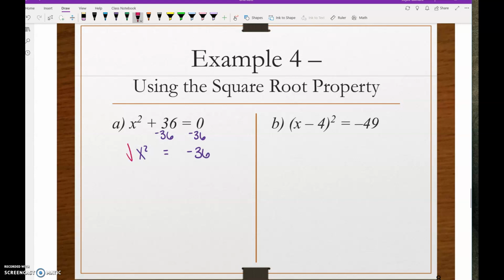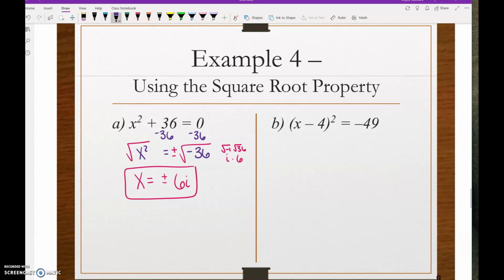To undo the square, we square root, and don't forget that you need a plus minus in front of that square root. So x equals positive or negative the square root of negative 36, which is the square root of negative 1 times the square root of 36. The square root of negative 1 is i, the square root of 36 is 6. So this is 6i. x equals positive or negative 6i.